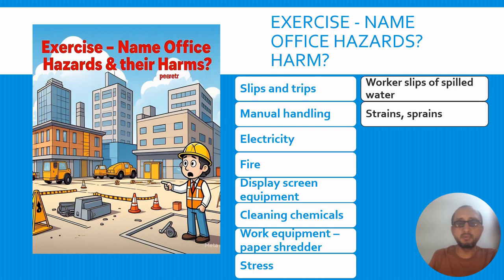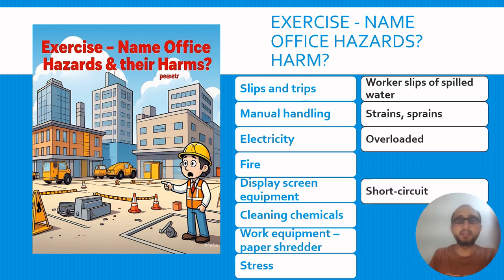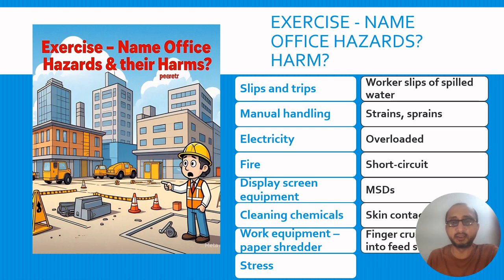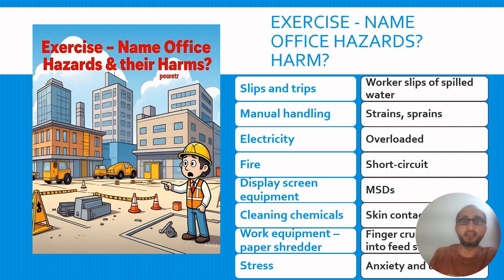Then how they may harm you: a worker slips on spilled water, maybe, or a slippery floor. Strains and sprains due to the manual handling, and electricity may be overloaded, and a short circuit may cause a fire. Then due to the display screen equipment, prolonged exposure to the display screens can lead to musculoskeletal disorders. Then cleaning chemicals, contact with the skin can cause irritation. Then a finger can be crushed in the paper shredder. Then the stress may lead to anxiety and depression.